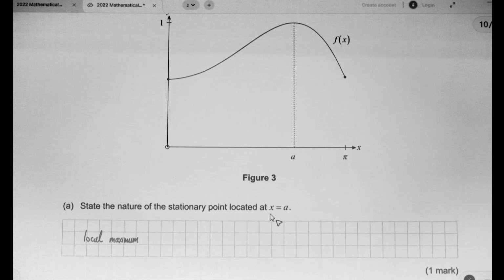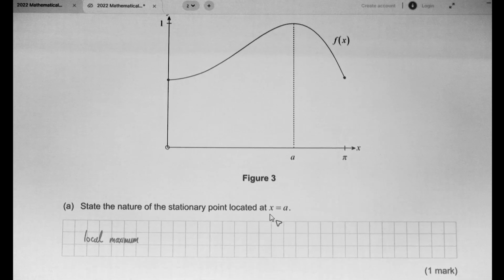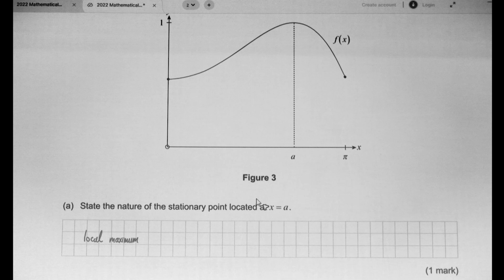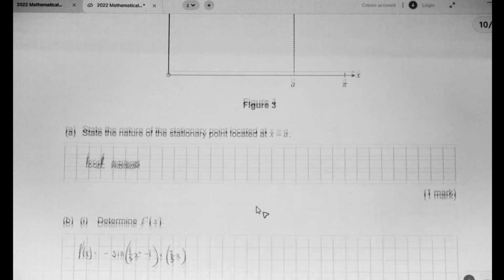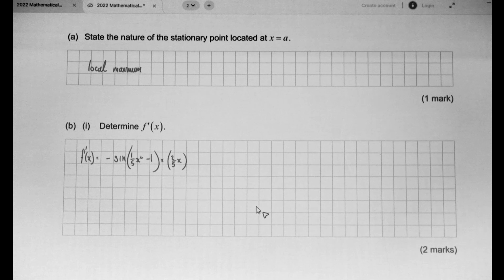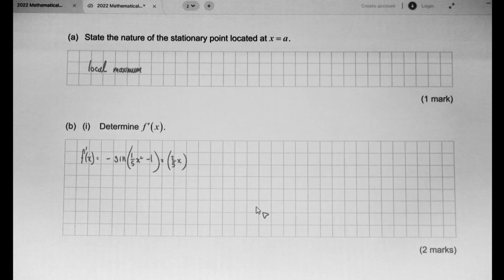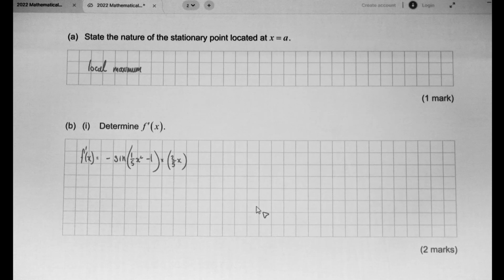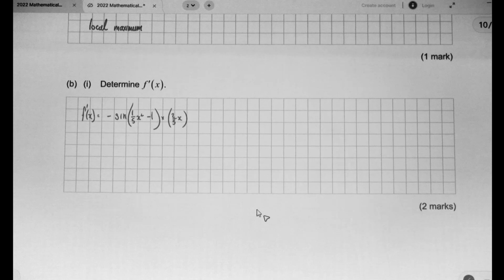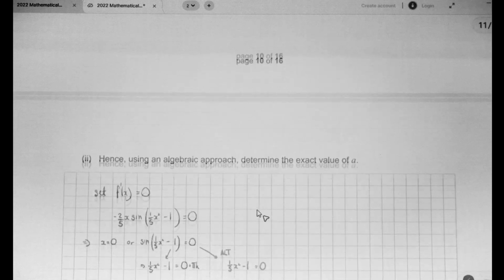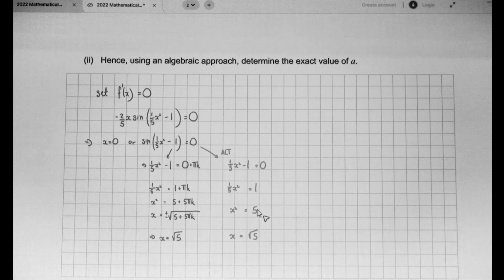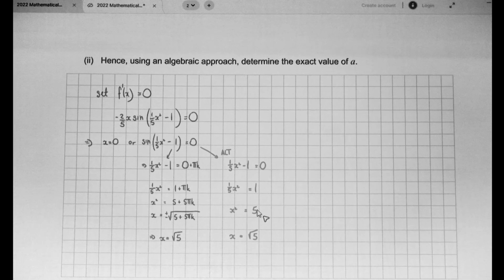Question 5. Oh, beautiful. 5A, state the nature of the stationary point. Local maximum, we'd accept maximum because it's a restricted domain anyway. Global maximum, local maximum or maximum, gets the mark. Easy, I would assume very well done. Determine the derivative, 2 marks, so 1 for the derivative of cos being negative sine, and 1 for your chain rule. Brackets, essential. We can't have the brackets missing from around the 1/5 x squared. Take 1.